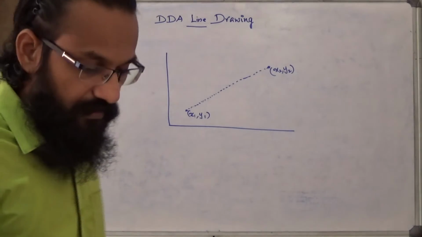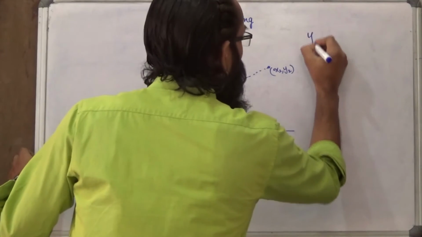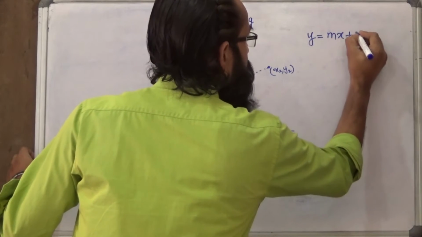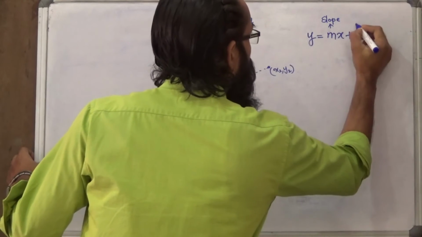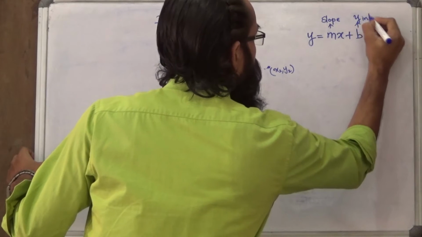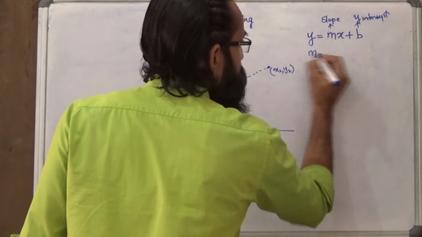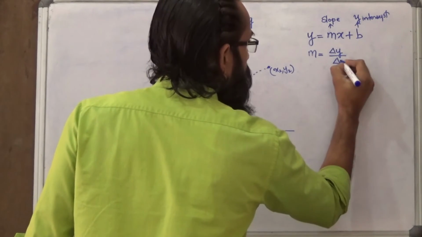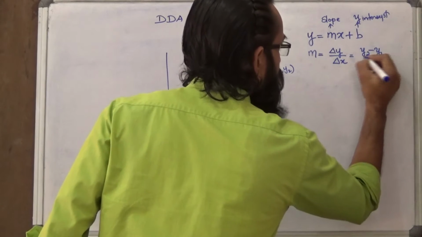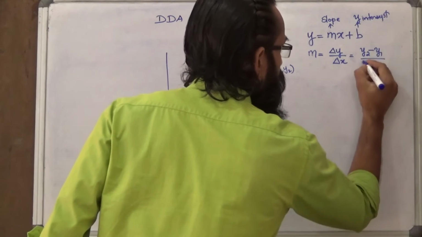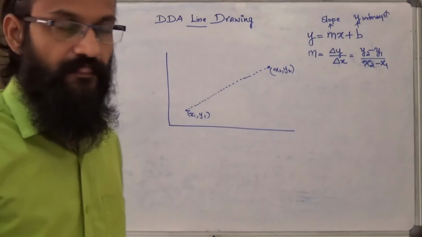Line drawing algorithms proceed based on the slope intercept equation y = mx + b, where m is the slope and b is the y intercept. m is defined as delta y by delta x, that is equal to (y2 minus y1) by (x2 minus x1), the y difference by the x difference.